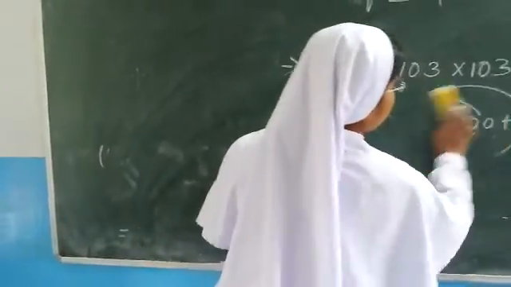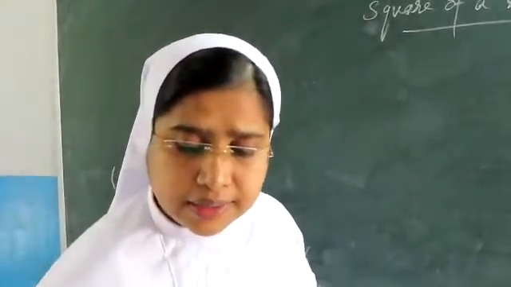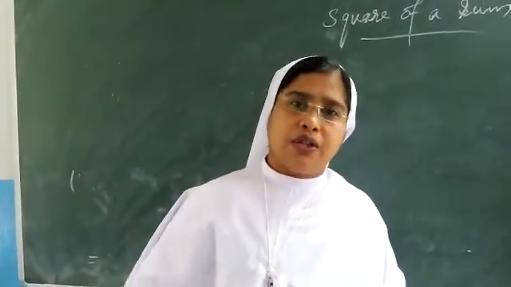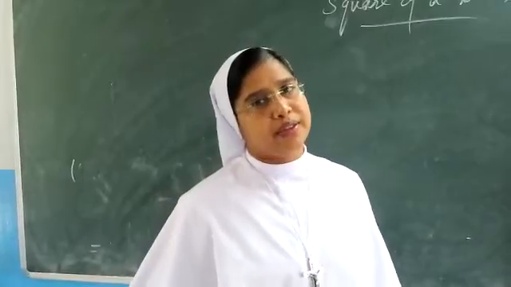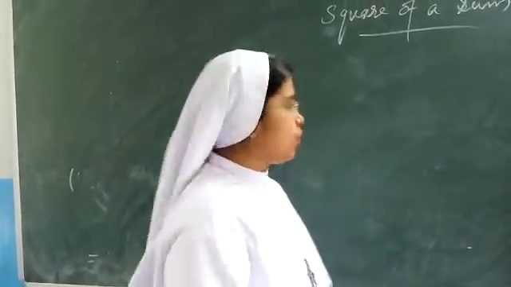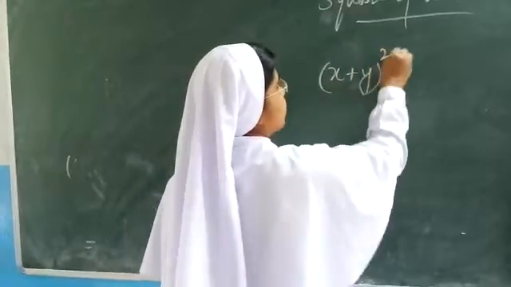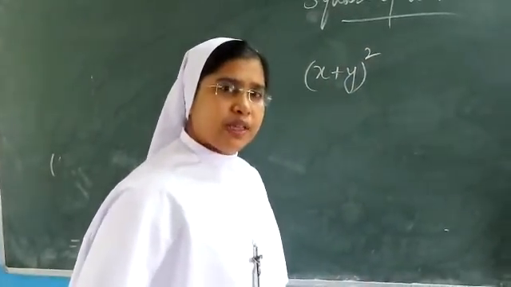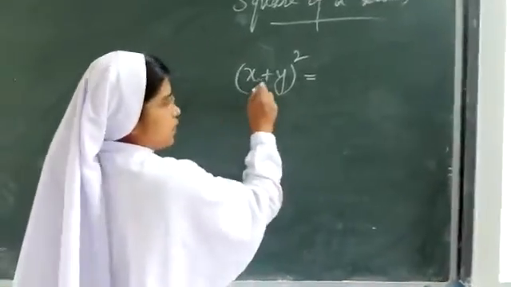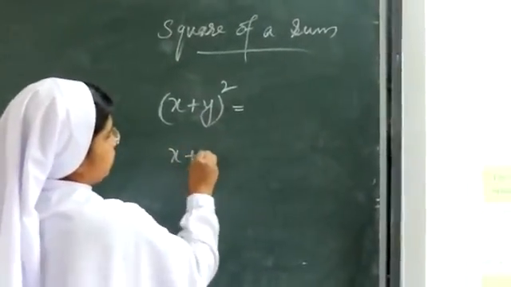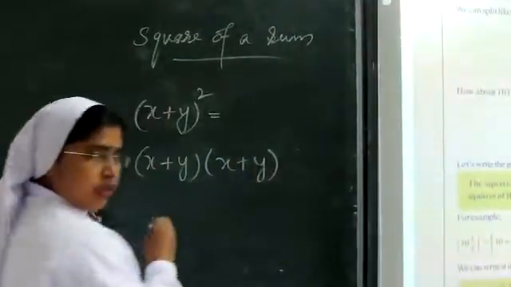So from here we get a general formula again. Have you learned a plus b the whole square? When we were all studying, it was a plus b the whole square. Now in your textbook it is given as x plus y the whole square. What does x plus y the whole square mean? How will you split and write it again? x plus y the whole square means x plus y into x plus y, written twice, 2 times.